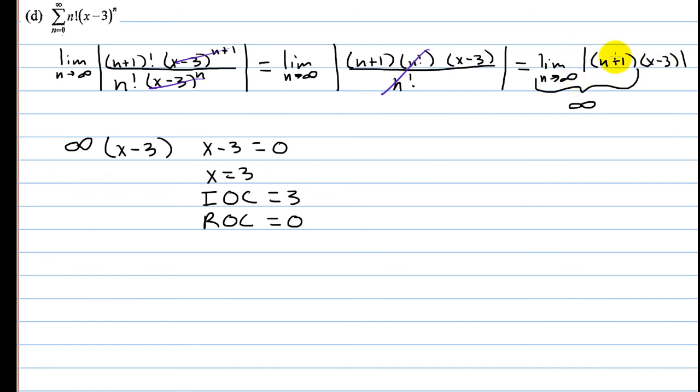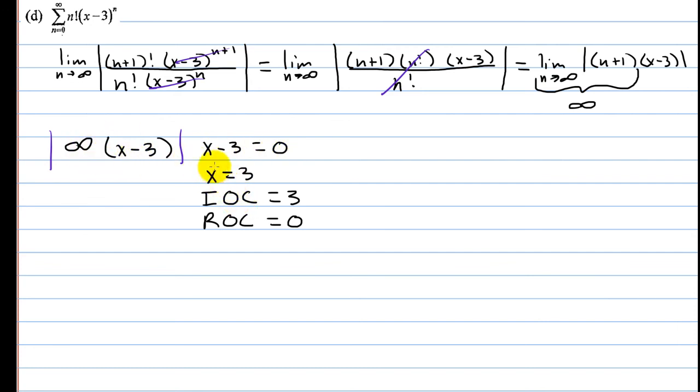Well, this part of the limit is going to infinity. So we have infinity times x minus 3. Well, now remember, it's the absolute value of this. So no matter what x is, it's going to be bigger than 1 with the exception of one value. If we could make x minus 3 equal to 0, we'd have 0 times infinity, which would be 0.